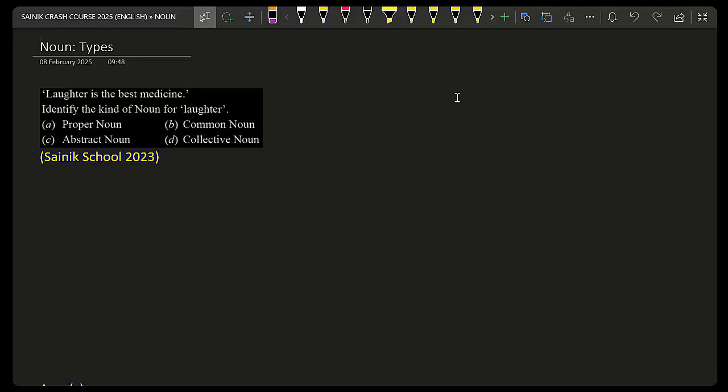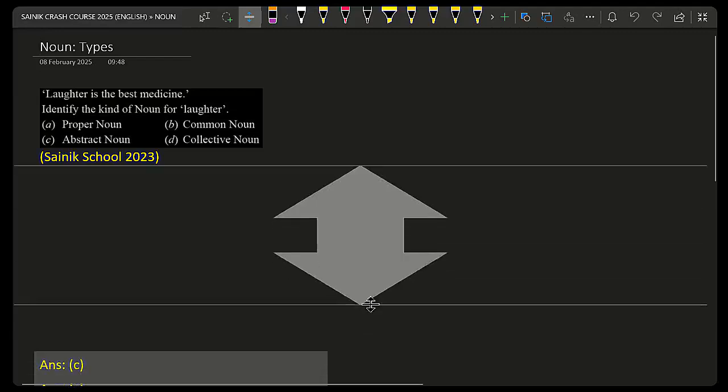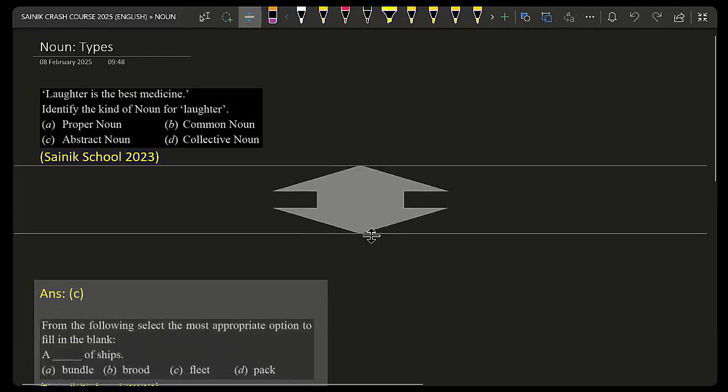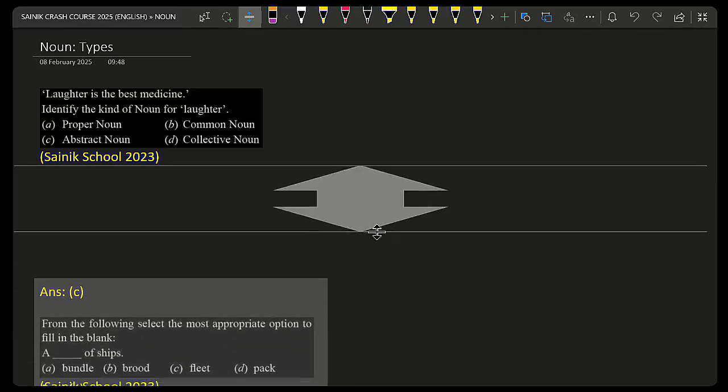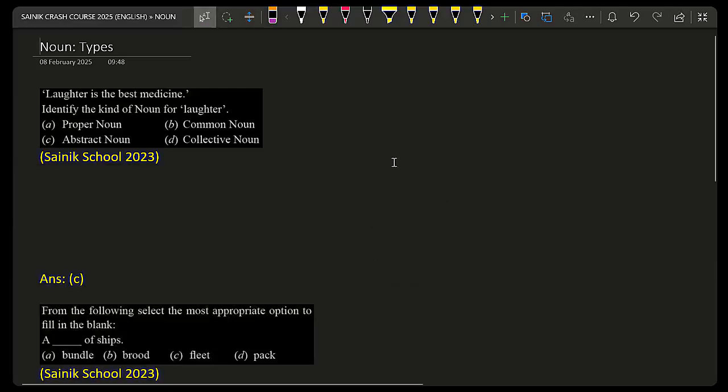But do you know what a collective noun is, Anvita? Groups. Yes, it is the name of a group, like a group of birds is called a flock. A group of lions is called a pride. Very good. So what is the correct answer for this question, Anvita? Abstract noun. That is option C. Very good, so option C is correct.